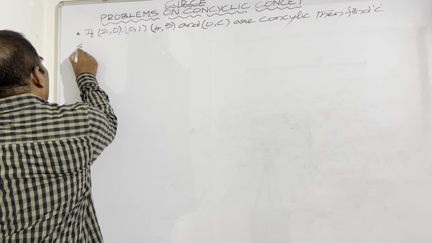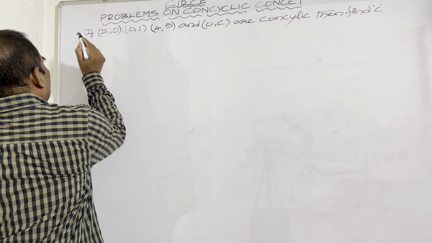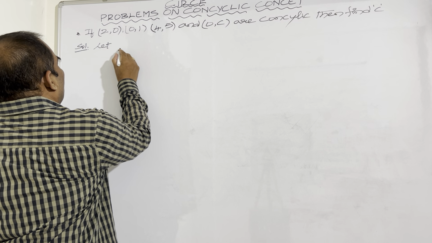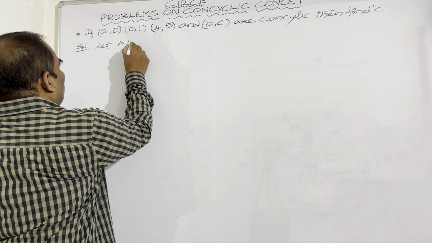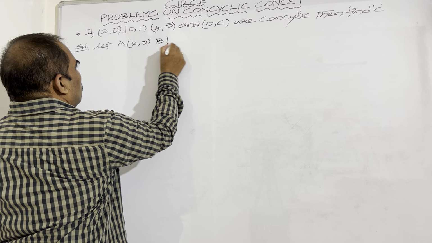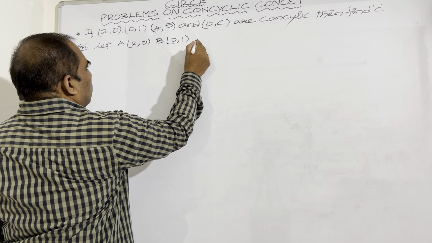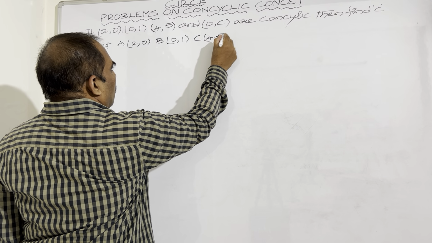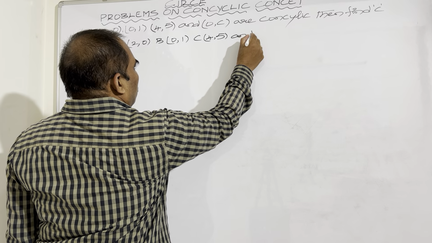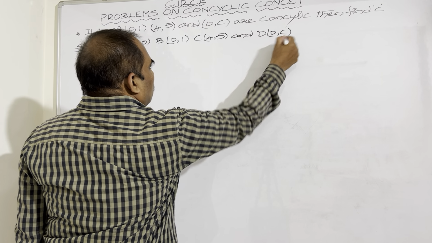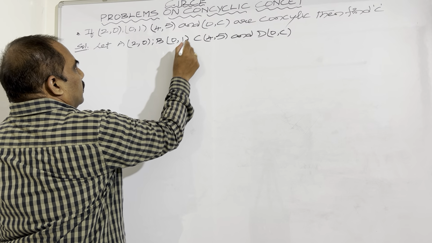Now in the solution, take the given points. Let A be (2, 0), B (0, 1), C (4, 5) and D (0, c). These are the given points.